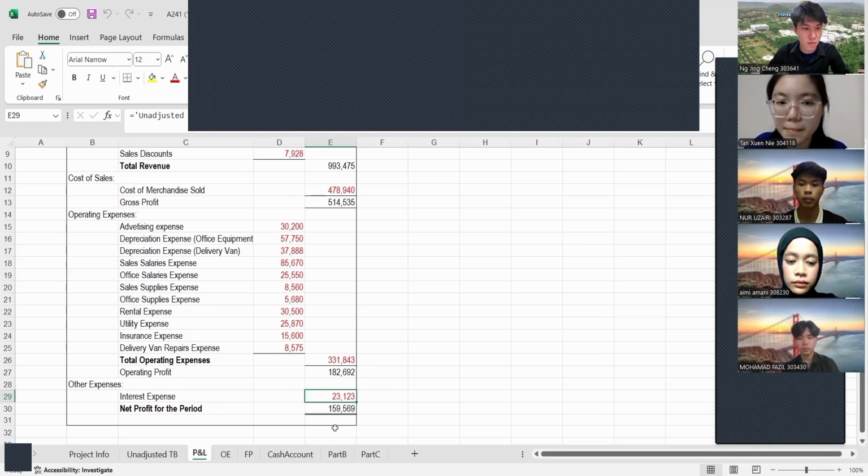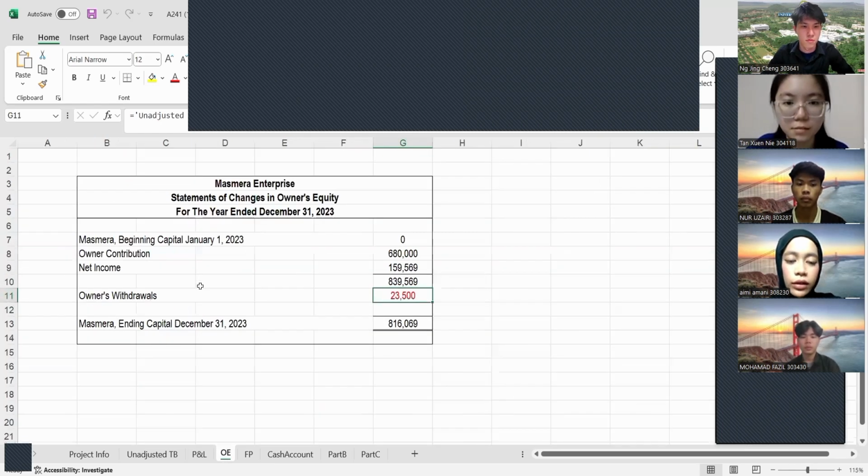Right at the bottom will be the net profit or loss of Masmera Enterprise. This is calculated by subtracting all the expenses from gross profit, and we will get the net profit of this figure for Masmera Enterprise. Let's look at the owner's equity.